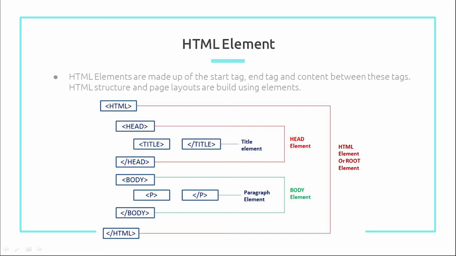HTML elements. HTML elements are made up of the start tag, end tag and content between these tags. HTML structure and page layouts are built using elements. As you can see in the structure below, HTML is the root element and all other elements reside within this element. Within the head element, we can define title, style, script, meta and base elements. These tags contain information about the page and link to external resources. The content section resides within the body element. The body element contains the document's headings, paragraphs, tables, images, multimedia and other elements that are visible on the web page.